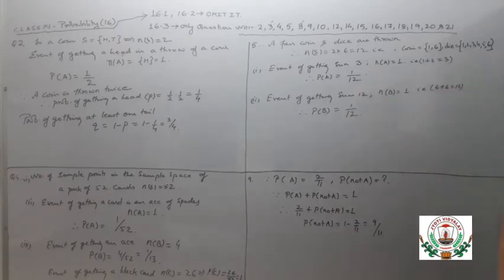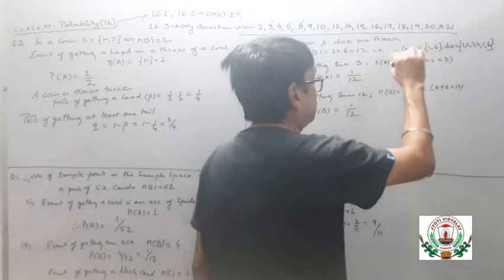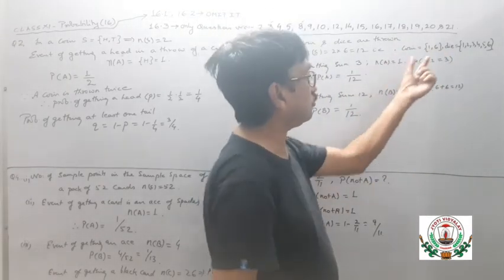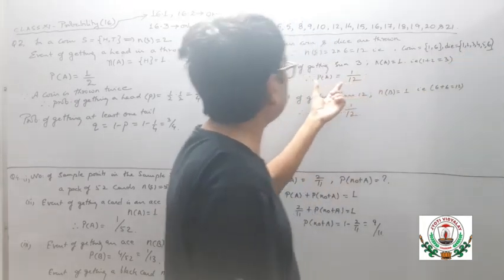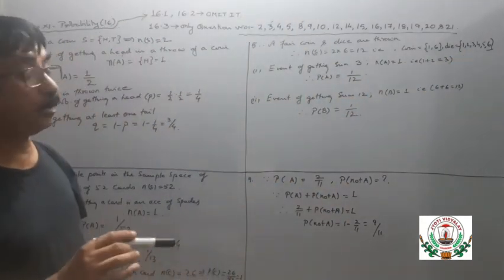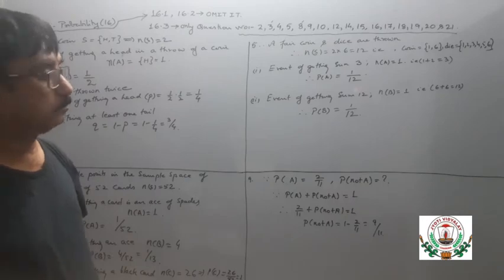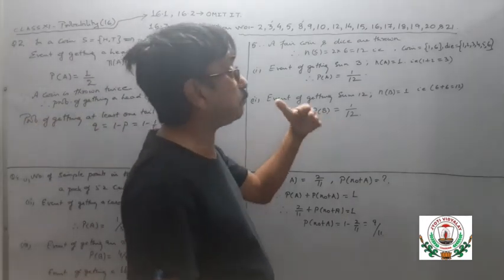So probability, so we are getting only one set, we are getting 1 plus 2. So the probability of getting a sum 3 will be 1/12. Next, event of getting a sum 12.